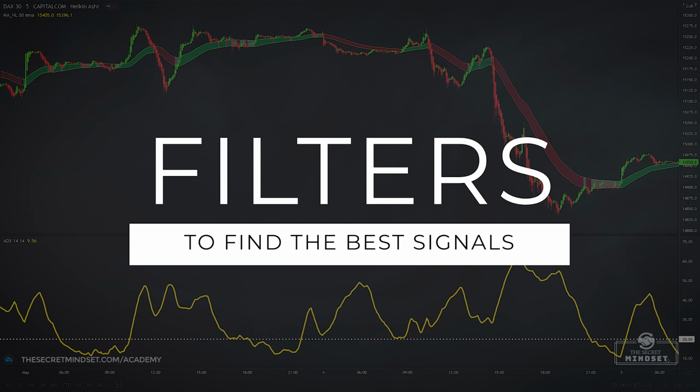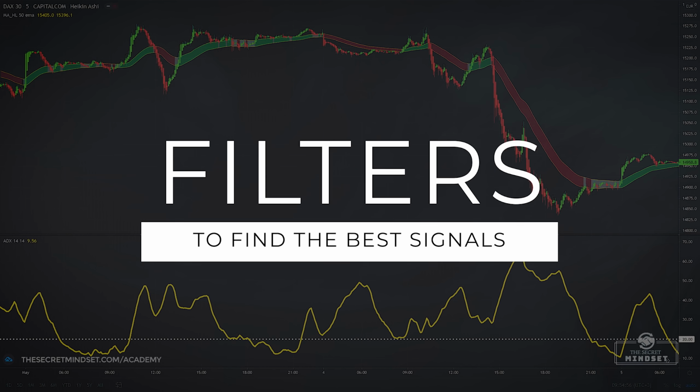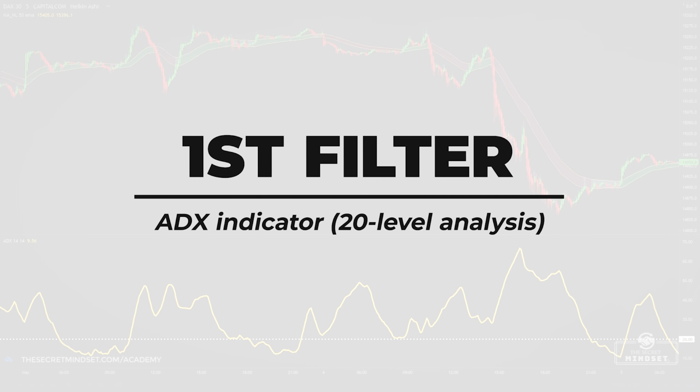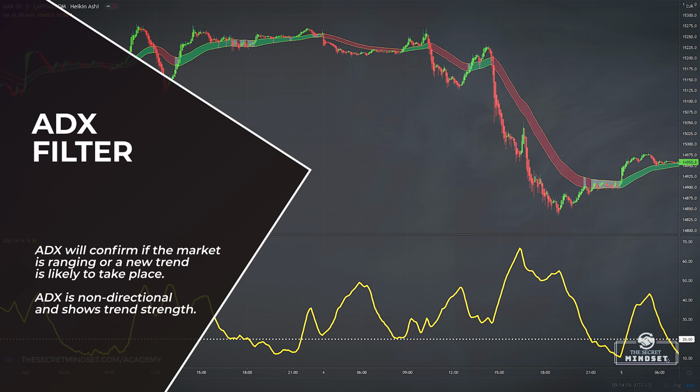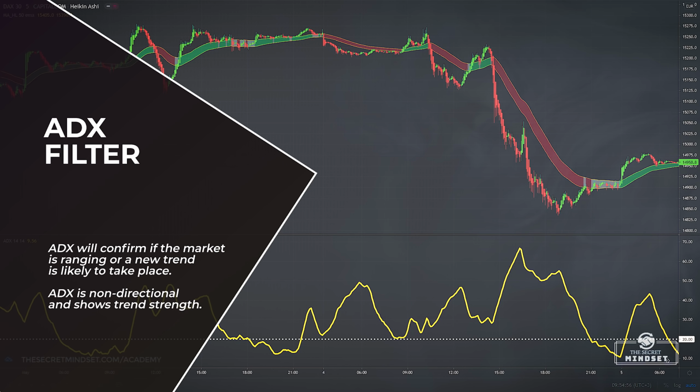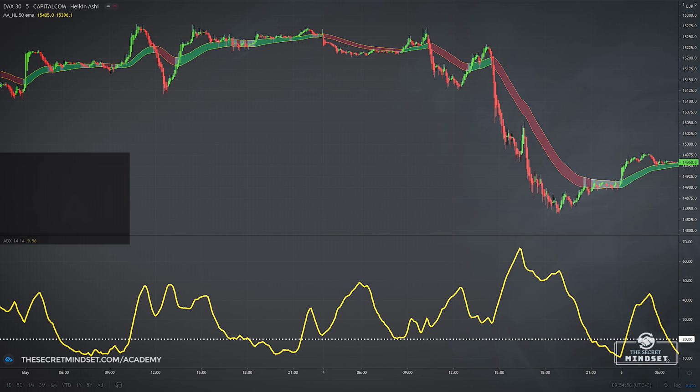Depending on your level of experience, you can add other filters to find the best setups. Here's a great one, the ADX indicator. The average directional index will confirm if the market is ranging or a new trend is likely to take place. ADX is plotted as a single line with values ranging from 0 to 100. ADX is non-directional and registers trend, whether price is trending up or down.